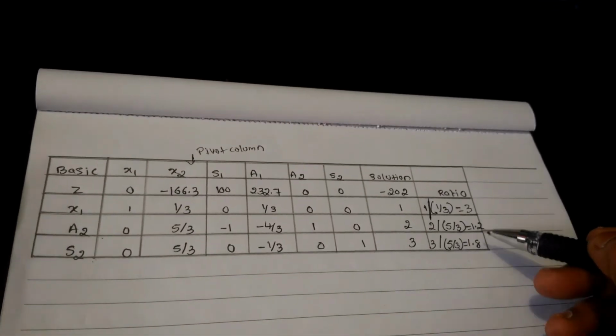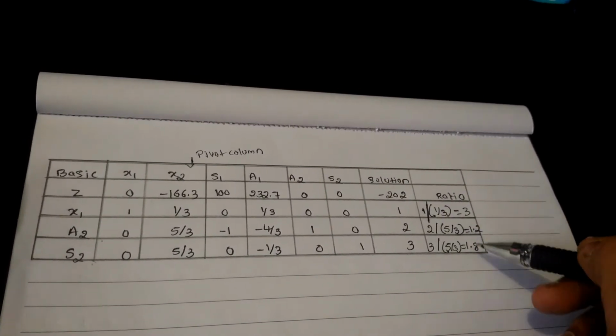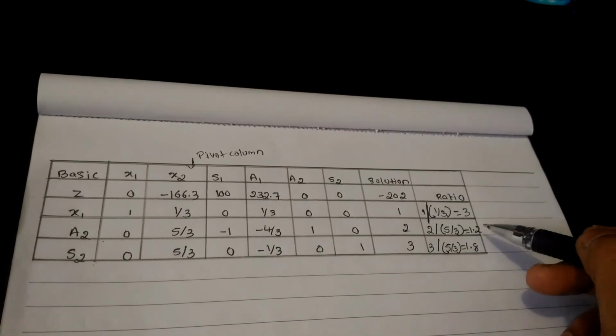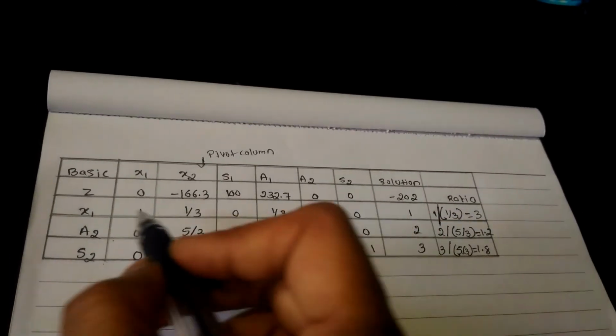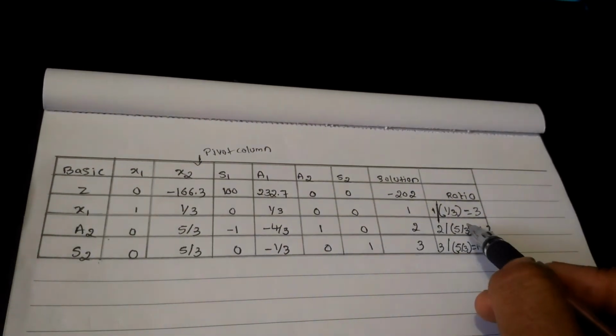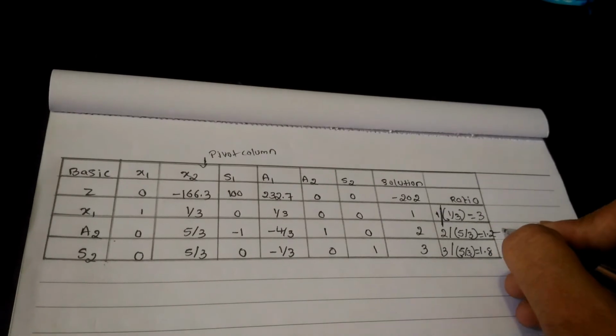Now find out the minimum value amongst this column. The minimum value amongst this whole column is 1.2. So with this we conclude that the A2 row, or row number 3, would be the leaving row. So this is called the pivot row.